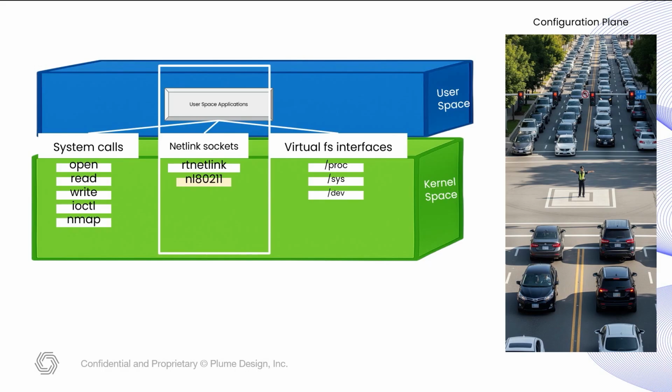Any user space application basically interacts with the kernel space broadly using these three mechanisms. One mechanism is system calls, then we have netlink sockets, and we have virtual file system interfaces. These are just the broad communication methods that any user space application uses.